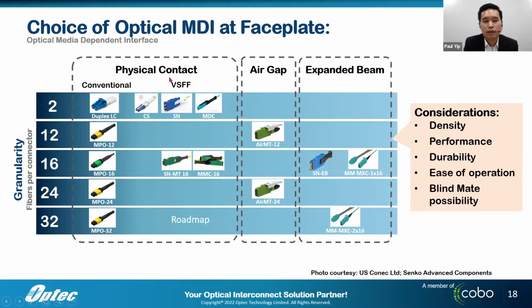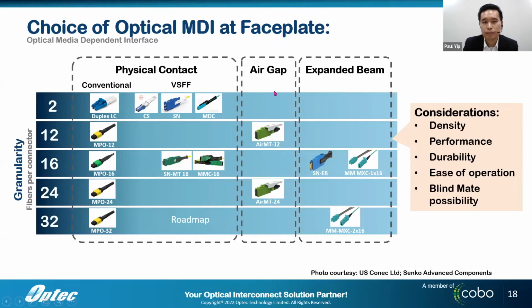So in terms of connectors, going into the face plate or on the midboard, we can choose from three major kinds of connectors. First is physical contact. We are all very familiar with the LC and MPO, these conventional connectors, and very small form factors. Omori-san will give more presentation on this later on.